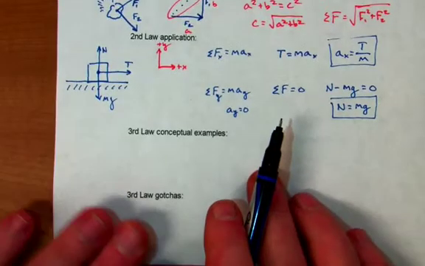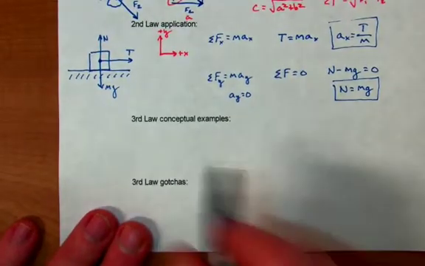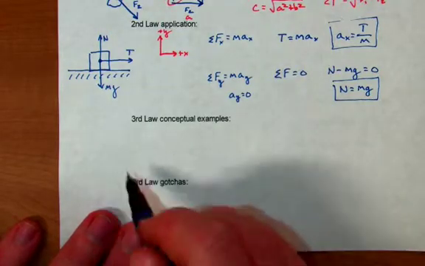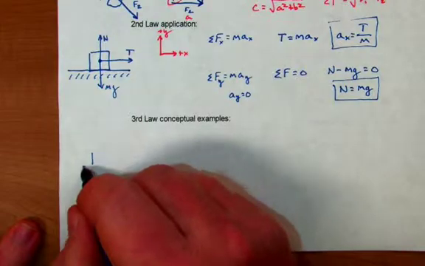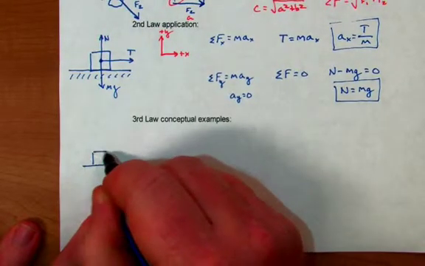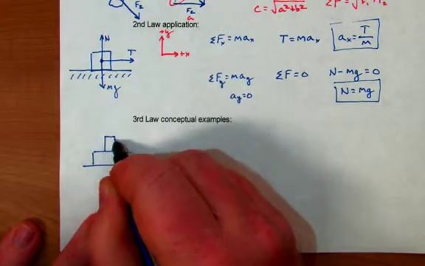Now, third law, conceptual examples. They could ask you all kinds of complicated stuff involving objects pushing on other objects. The most complicated one that you usually see on the AP exam is if you have a block on top of another block.